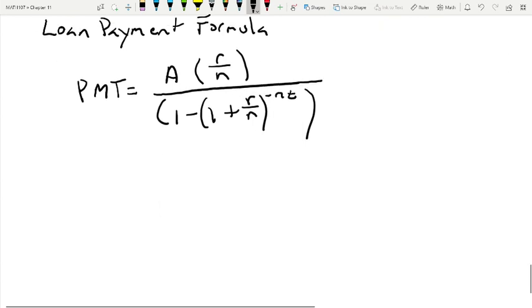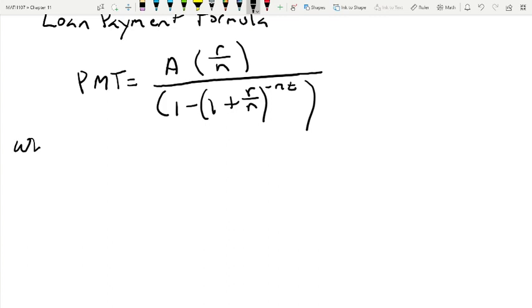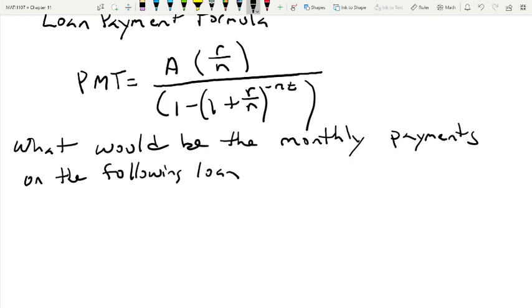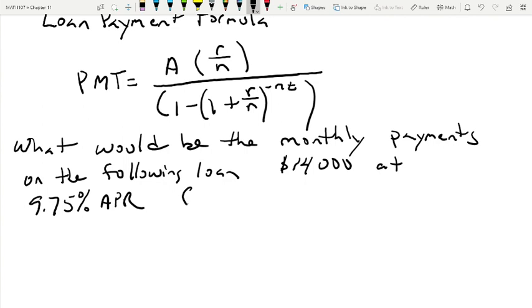So let's look at a question. So given this, so what would be the monthly payments on the following? So you borrowed $14,000 at 9.75% APR for 4 years.